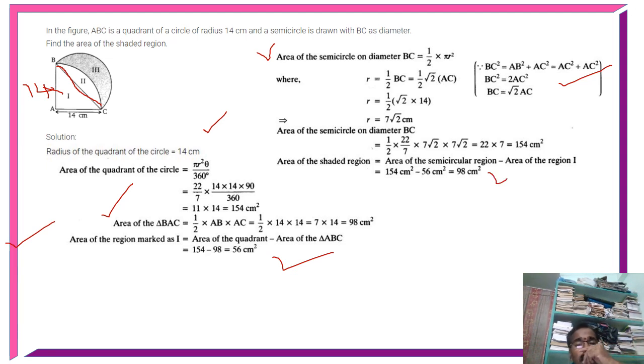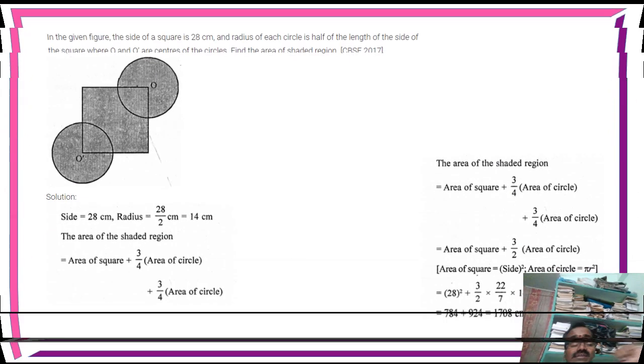So the semicircle area minus the area of part 1. How do you get part 1? Quadrant minus this. Part 2, students, is 56, and we get the area. Now let us go with the next slide.